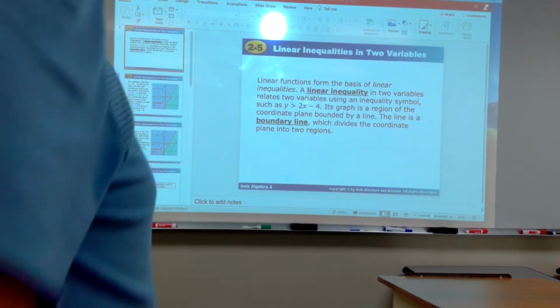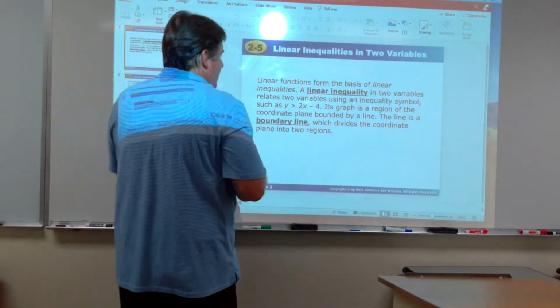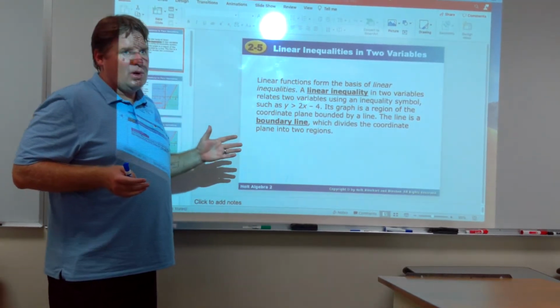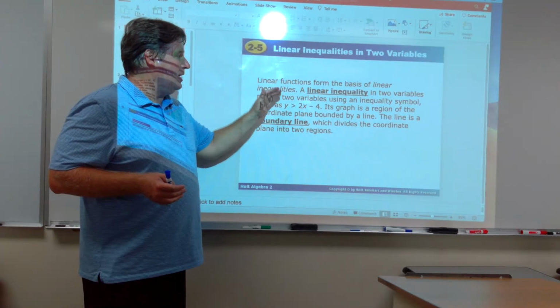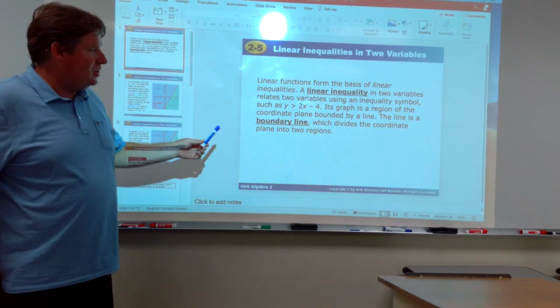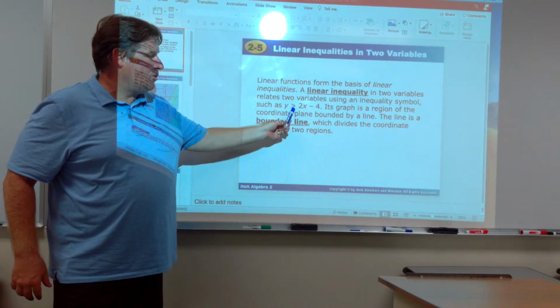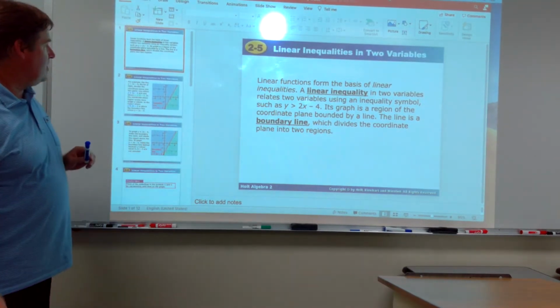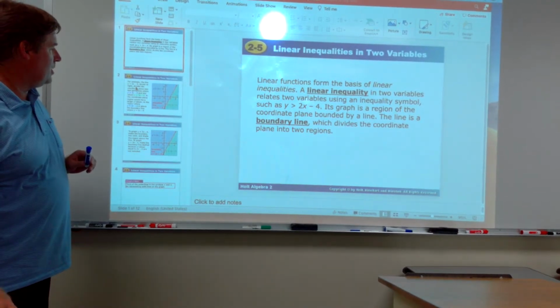All right, welcome back. We're now up to section 2.5, and this time we've graphed linear equations. Now what we're going to do is graph linear inequalities. One thing we have to pay attention to is if it's greater than or less than, of course, and then if we also have the equal symbol underneath it. So let's show you graphically what we're talking about.